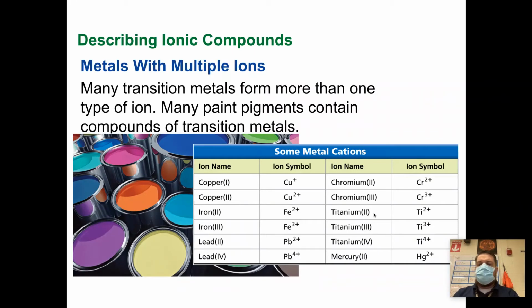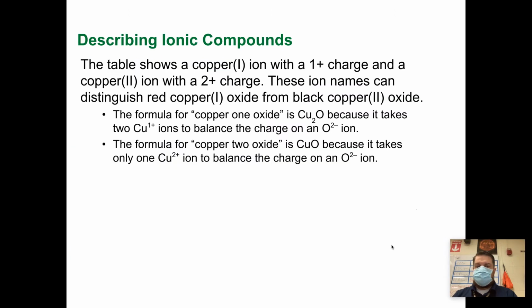Notice that titanium has 3 different types of ions. They give off 2 electrons, give off 3 electrons, or give off 4 valence electrons. So the table shows copper(I) ion with a +1 charge and copper(II) ion with a +2 charge. These ion names distinguish the red copper(I) oxide and copper(II) oxide. So that's the difference. That's why one's black and one's red, based on the number of electrons they give off, okay?